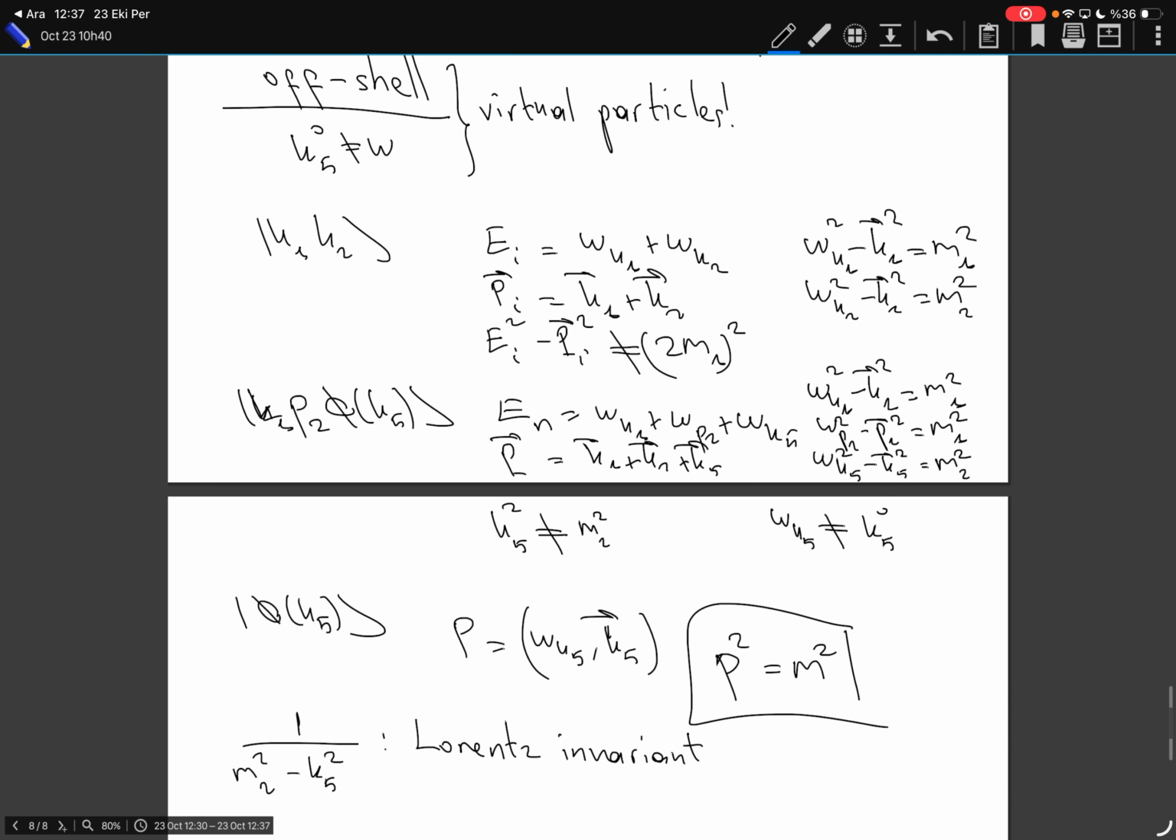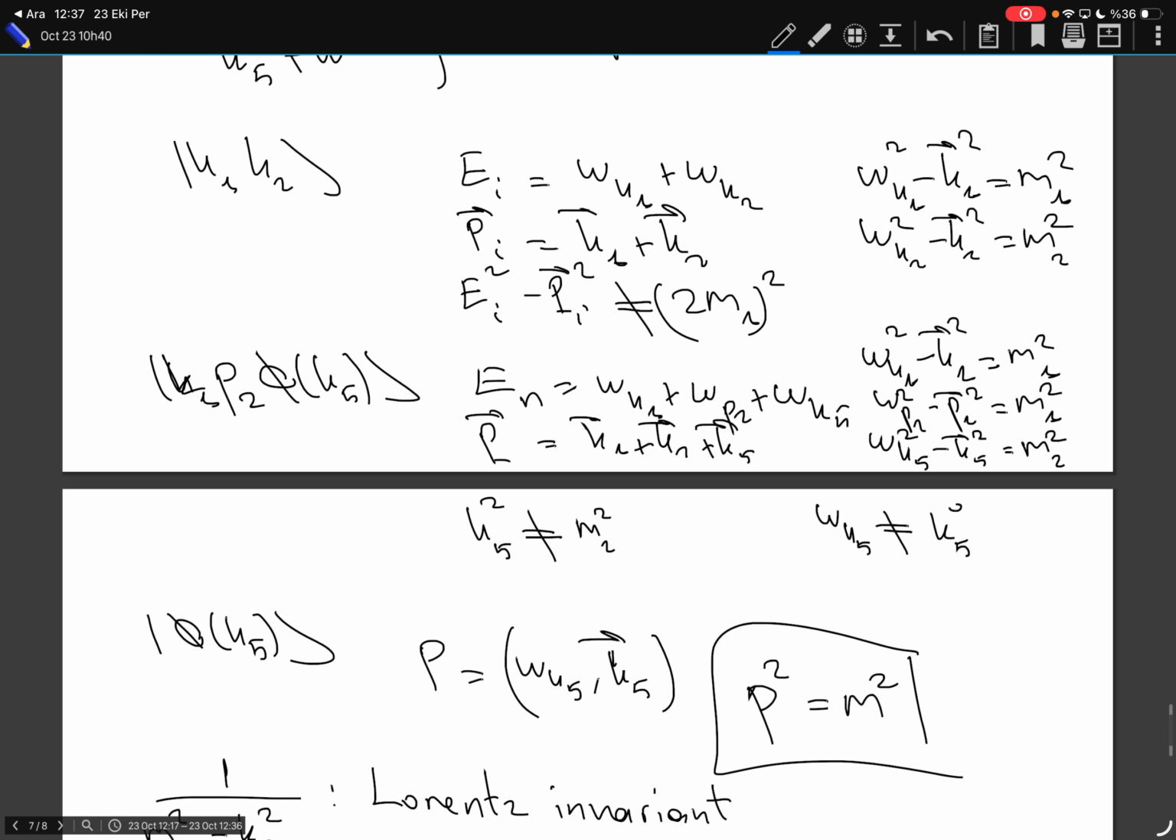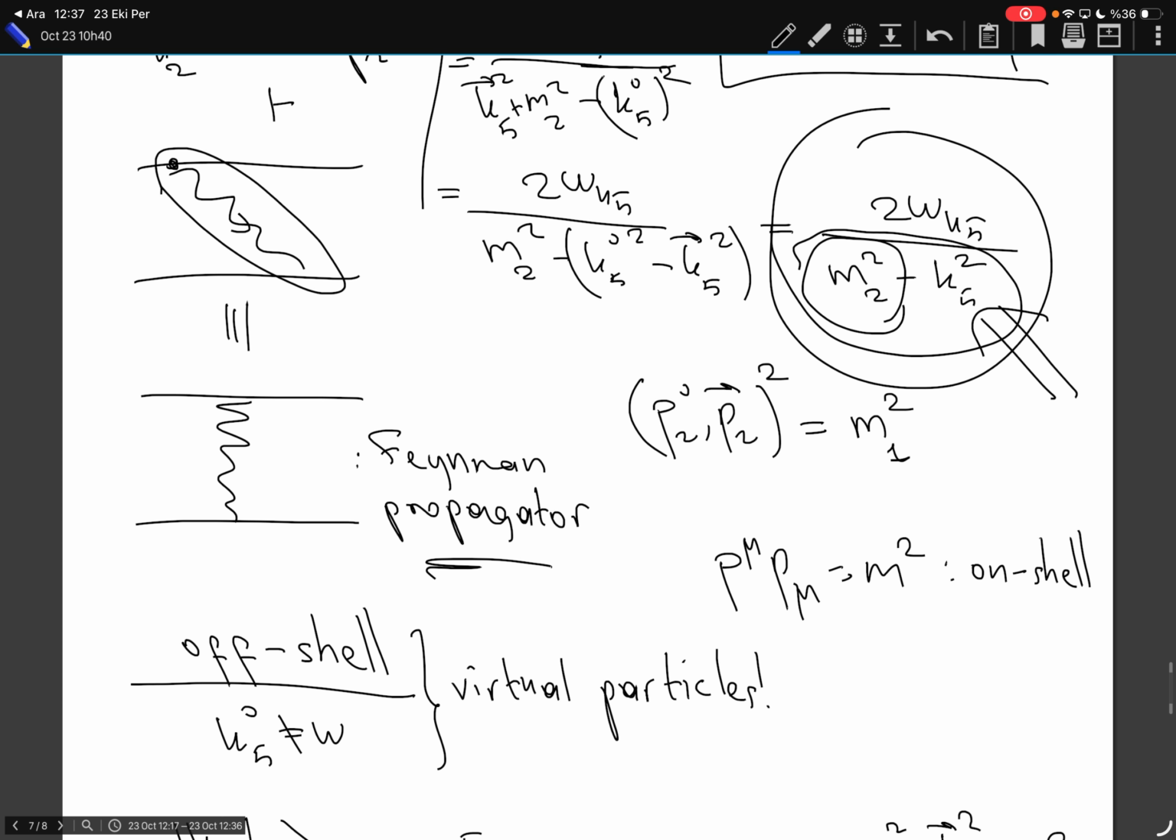This 2 omega K5 is not Lorentz invariant, but those are just the normalization things. I would have expected it to cancel with 1 over 2 omega K5 somewhere from the K5 integral or somewhere else. So I wouldn't bother about that 2 omega K5 at the moment. But the remaining part is Lorentz invariant.